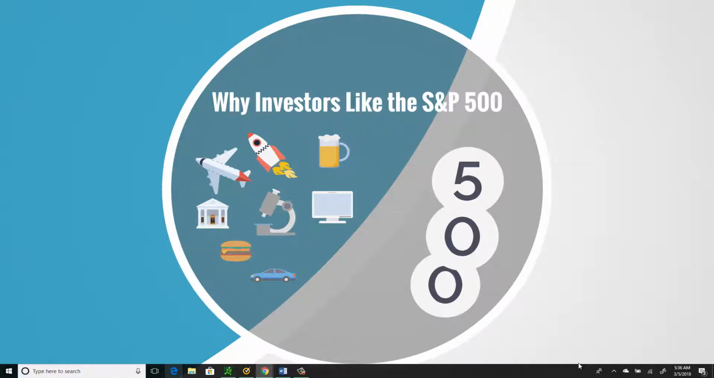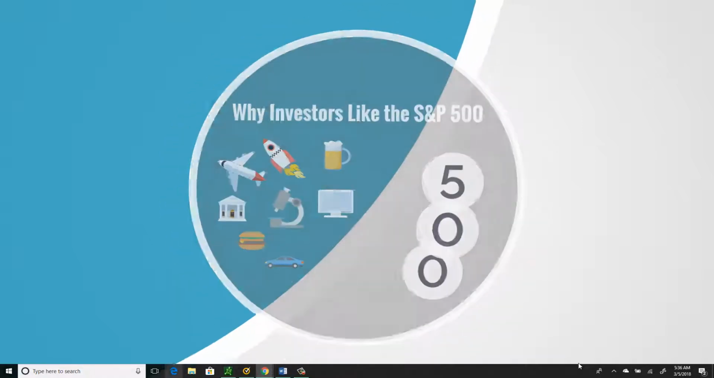And the fact that there are 500 companies means that not too much of the index is tied to one company. That's one of the flaws of the Dow Jones, is that a humongous move in one component of the Dow will affect way more than one big move in one component of the S&P.